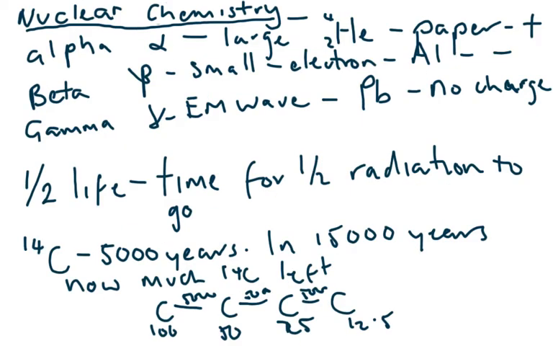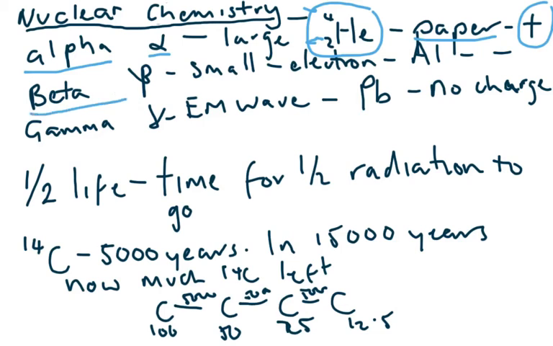Nuclear chemistry. There are 3 types of radiation. Alpha. This is a large particle. It is best described as a helium nucleus with 2 protons and 2 neutrons to give a mass of 4. It is stopped by paper and doesn't travel very far, and it has a positive charge to it due to the 2 protons. There's beta radiation.